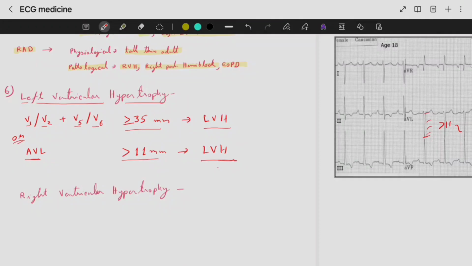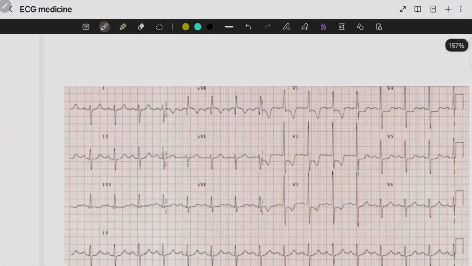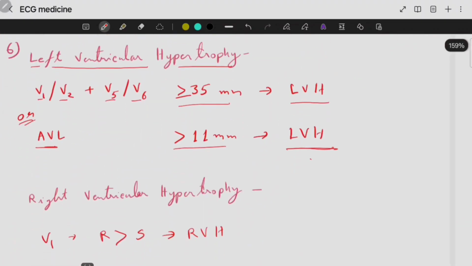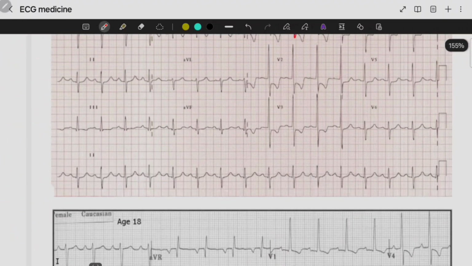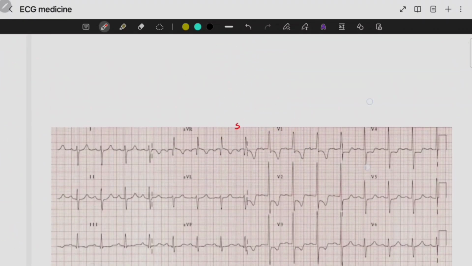Now the right ventricular hypertrophy. It is simple: we see the V1. In V1, if the R is greater than S, then it is right ventricular hypertrophy. See in this ECG, in the V1, the R wave means positive wave. It is the QRS form: Q, R, S. If the R wave is greater than the S wave in V1, then it is a right ventricular hypertrophy. So here it is right ventricular hypertrophy.